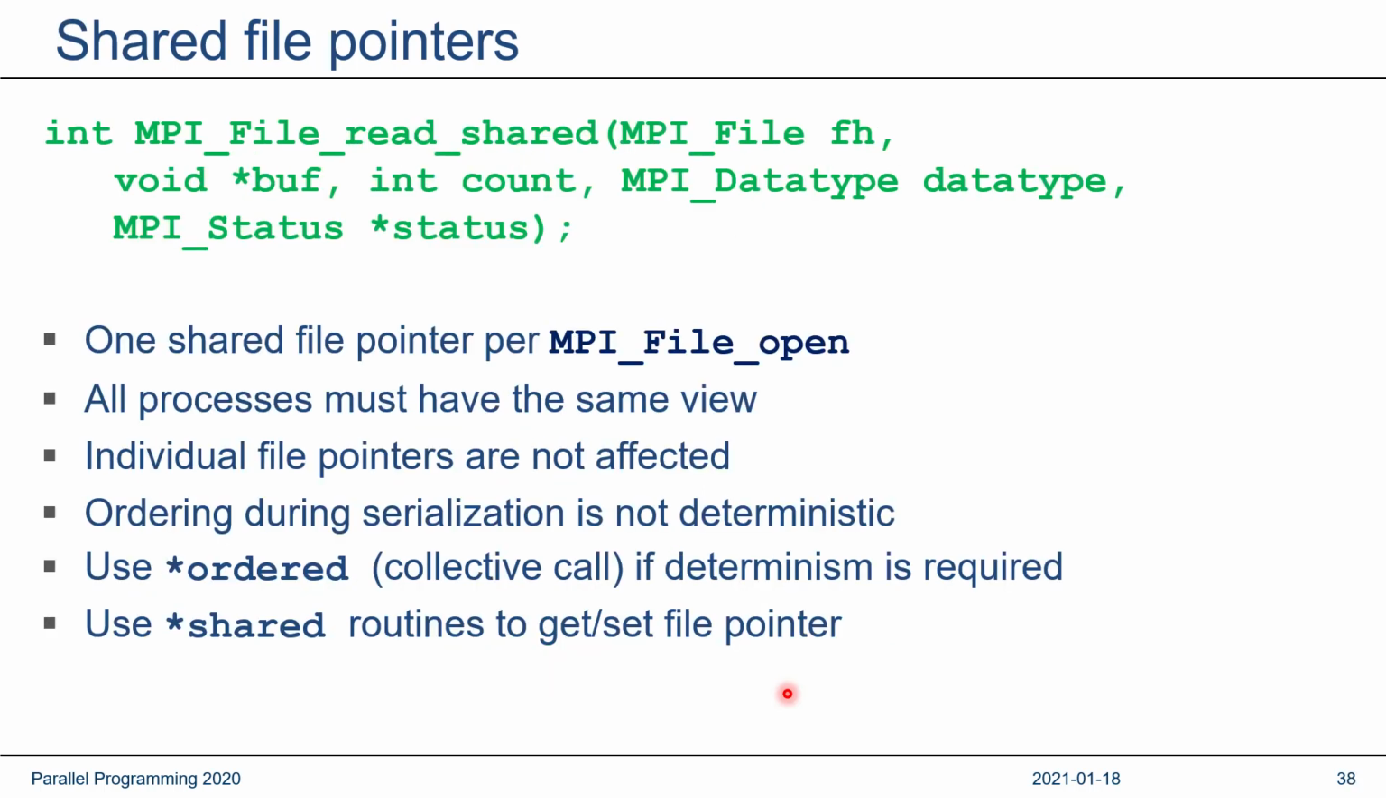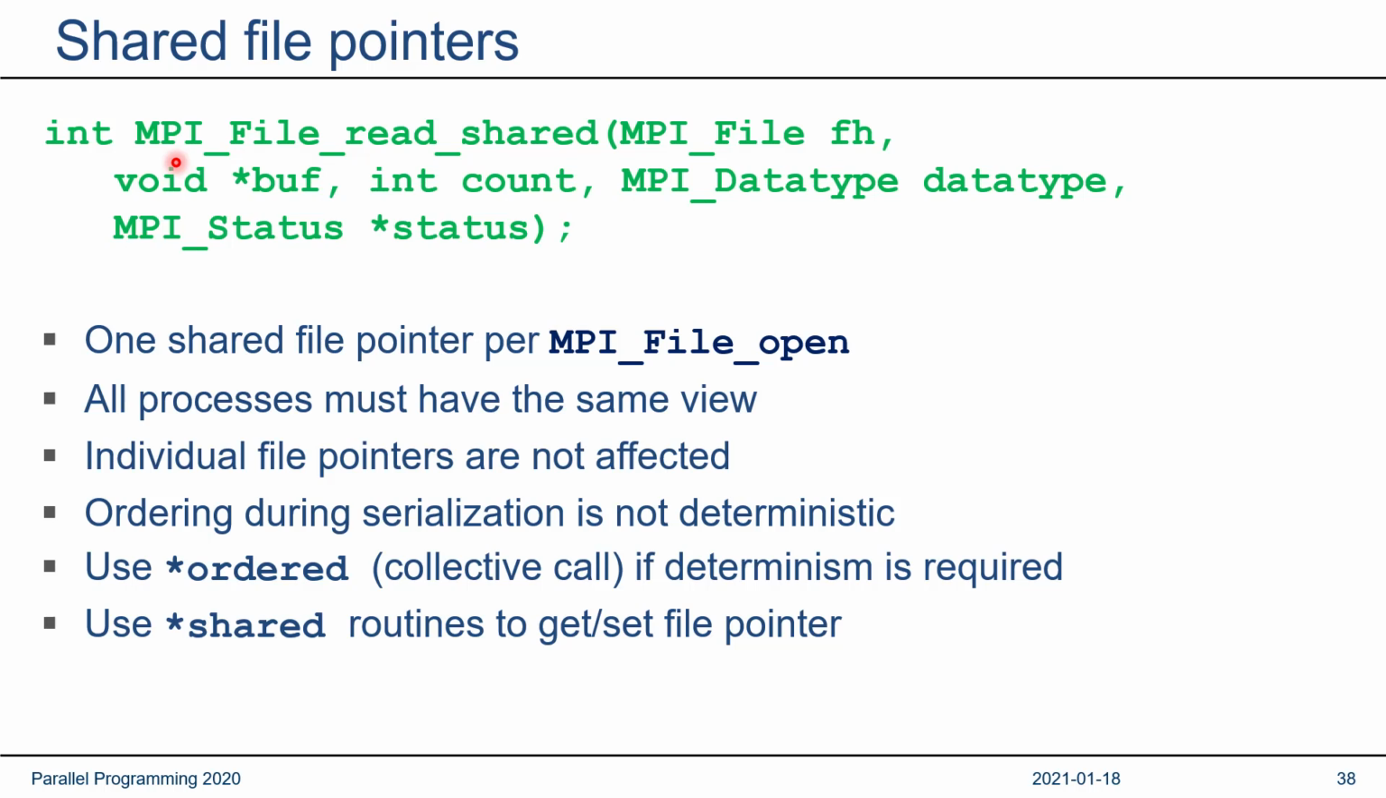Shared file pointers are a way to read data collectively and have every single rank advance the file pointer as needed. So the simple call here is MPI_File_read_shared. There's only one shared file pointer now, and of course, all processes must have the same view. It doesn't make sense if processes do not have the same view here.